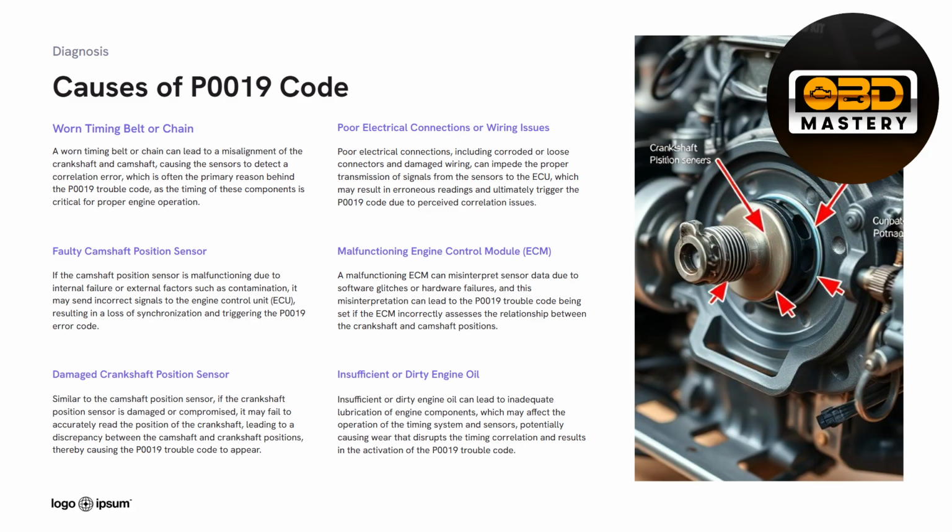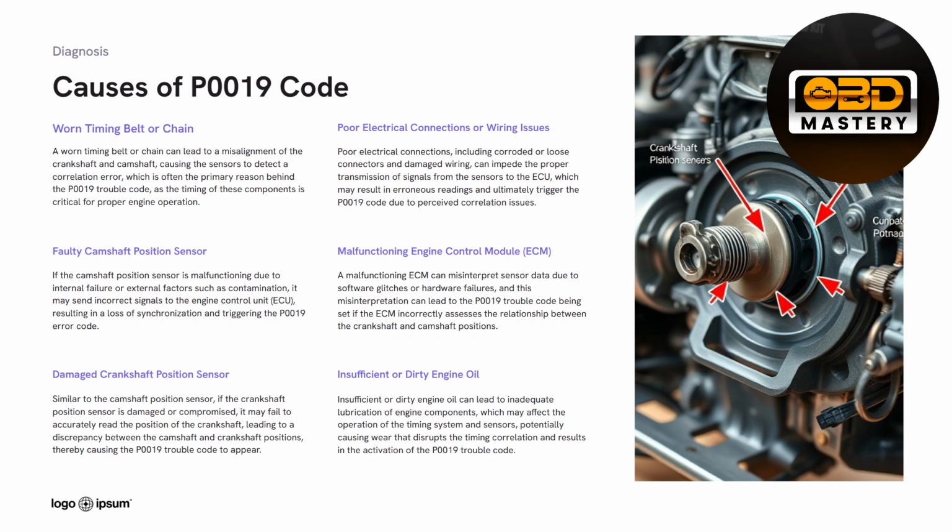You can have a worn timing belt or chain, so it's best to inspect those. A worn timing belt or chain can lead to a misalignment of the crankshaft and camshaft position sensor, causing the sensor to detect a correlation error, which is often the primary reason why the P0019 trouble code comes up.